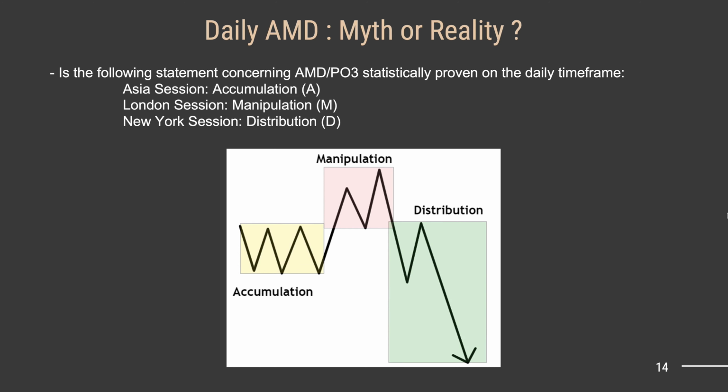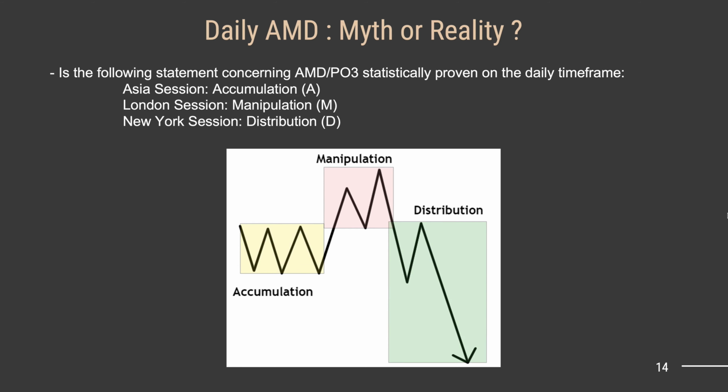So, is the AMD proven or not? The answer is no. From the statistics I've run, from the backtests I ran, this is the conclusion. The daily AMD hypothesis is that during the Asia time, from 19 to 3 AM, we have accumulation. Then during London, manipulation. Then during New York, distribution.